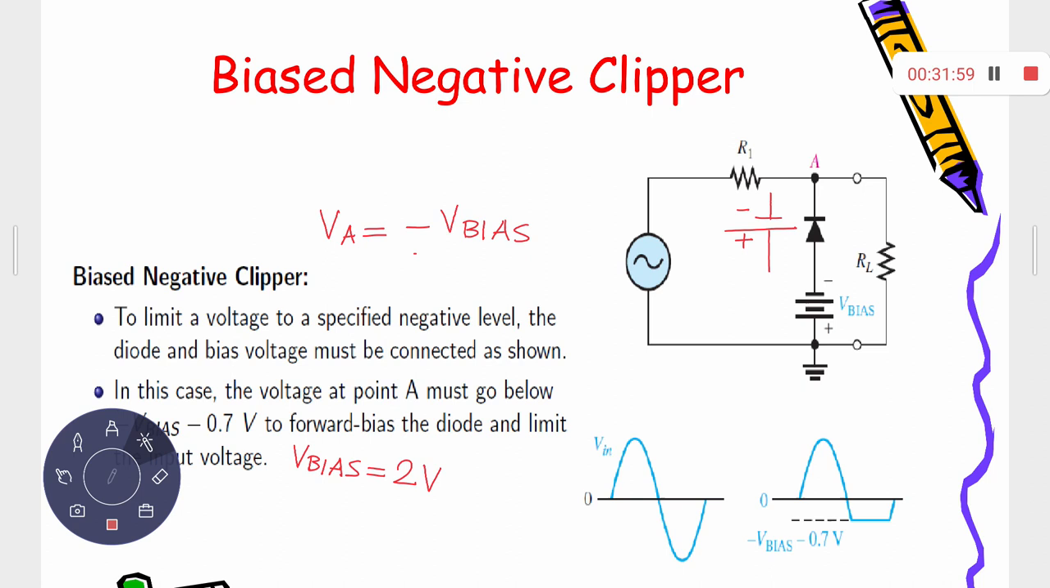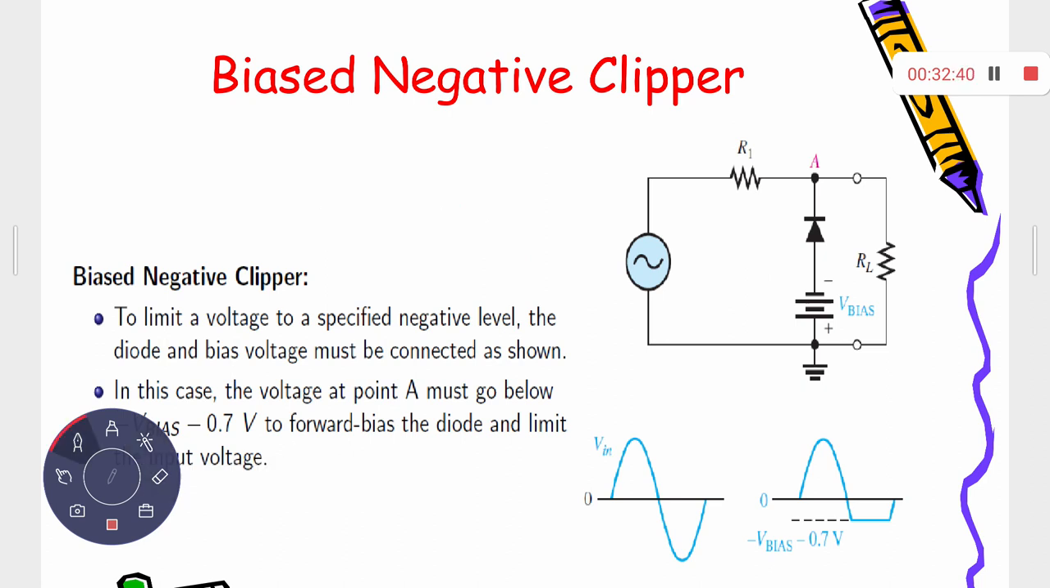Clear? So whenever your input is less than minus of V bias plus 0.7, the output is clipped off at minus of (V bias plus 0.7). So it's a kind of negative clipping operation. Why negative clipping? Because the positive part is retained. The positive peak is retained, but the negative peak is not retained. Okay, so minus of 2.7, it will be clipped off at minus 2.7. Clear?